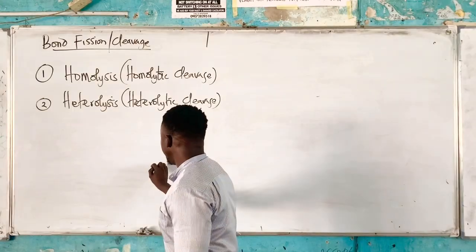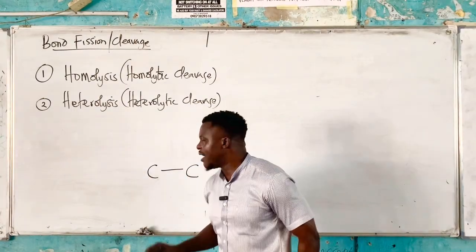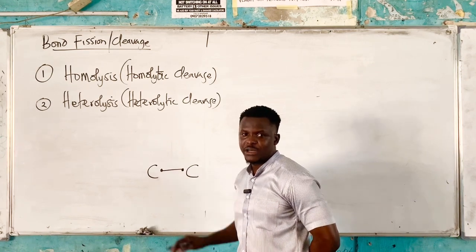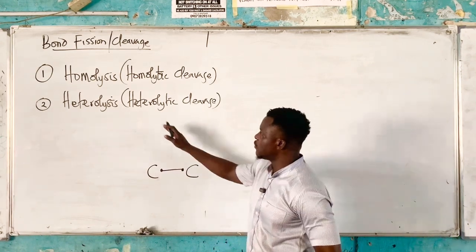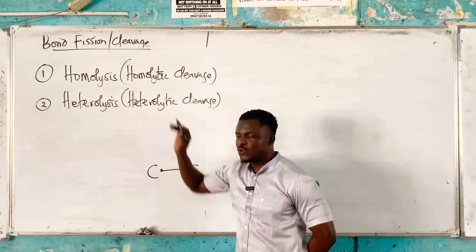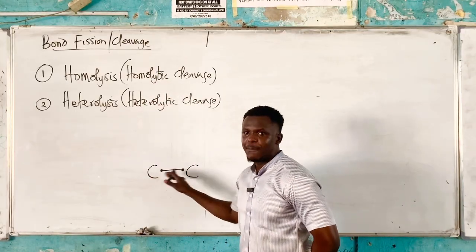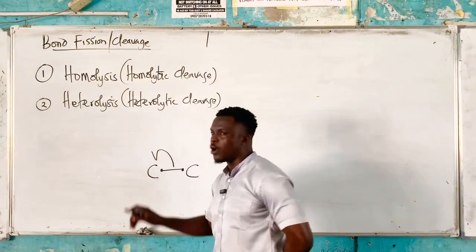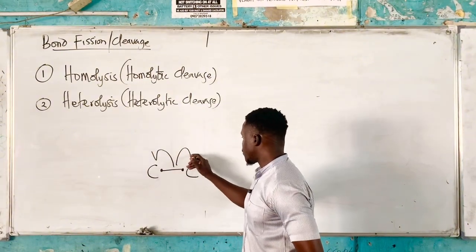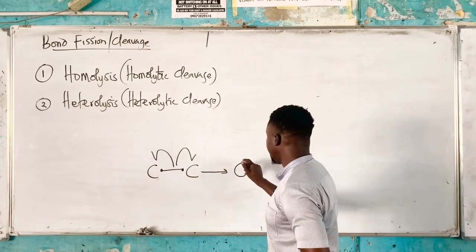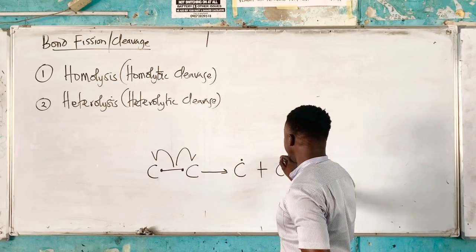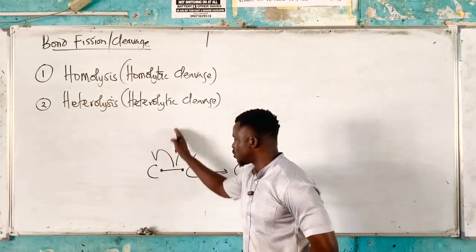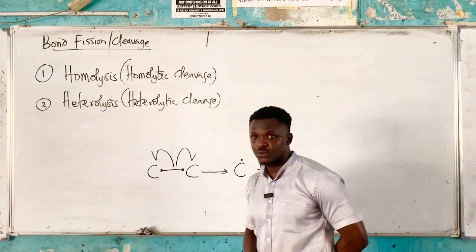Now look at this. Every bond contains two electrons, one on one side and one on the other side. If I break this bond homolytically, I'll do it in such a way that each of these two carbons retains one electron. So for the arrow, we normally use a single head arrow. So the product of this becomes C dot plus C dot. It means that the two bonding electrons are shared equally after the bond has been broken.